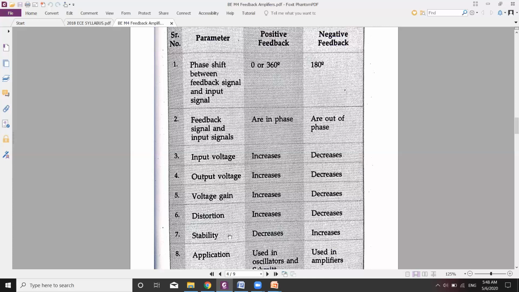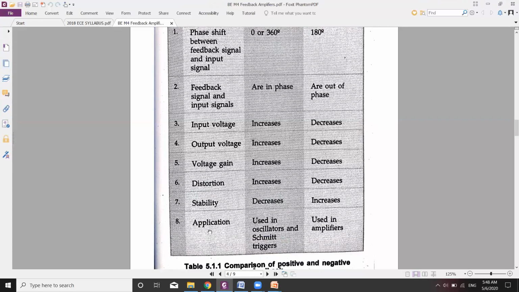Now consider stability. It is a very important part. Here with the positive feedback, stability decreases, whereas with negative feedback, stability increases. Why it decreases, why it increases, we shall see in the further topics. The last part is that positive feedback is used to design oscillators, to generate oscillations, sine waves or cosine waves, and Schmitt triggers. Whereas negative feedback is used mainly in amplifiers.